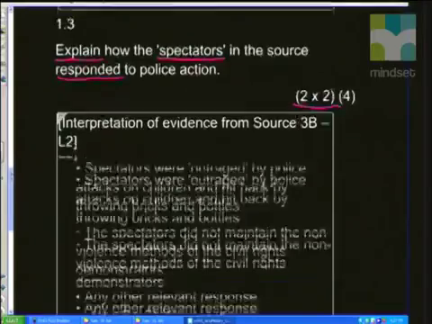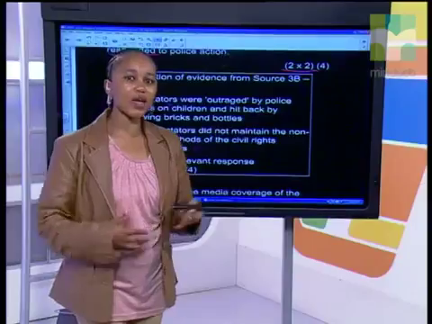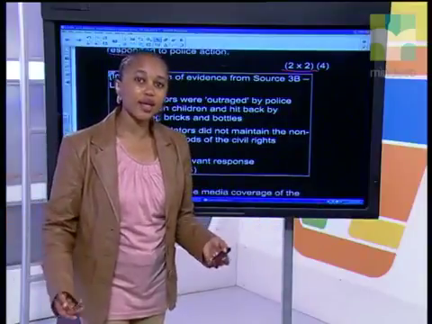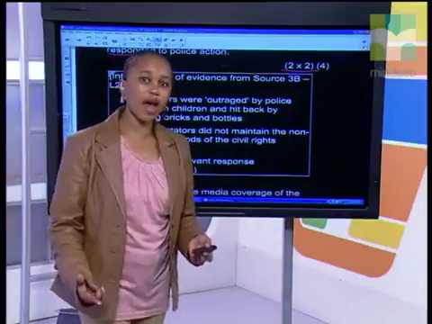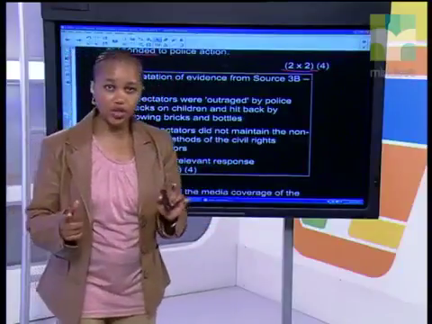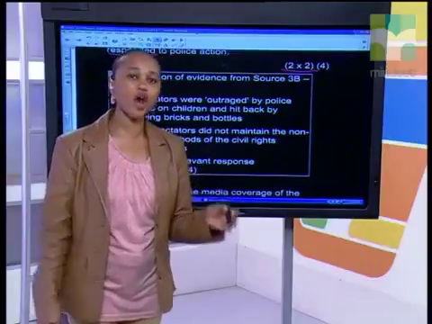And then if you look at the next response, the spectators did not maintain the non-violent methods of the civil rights demonstrators because they were spectators. They were not part of the civil rights demonstrators anyway. They were just on the side as the bystanders, so they were not going to be non-violent. This response already tells you that the civil rights protesters themselves were non-violent.